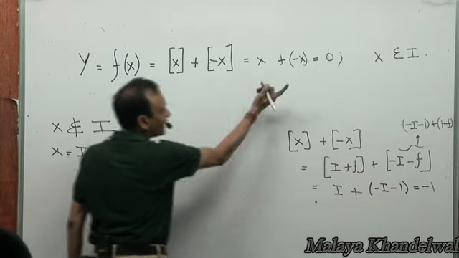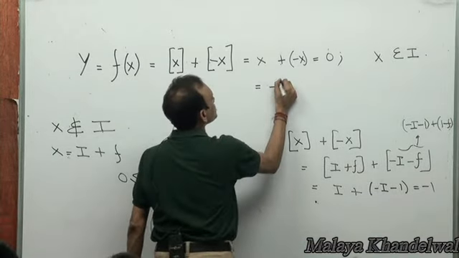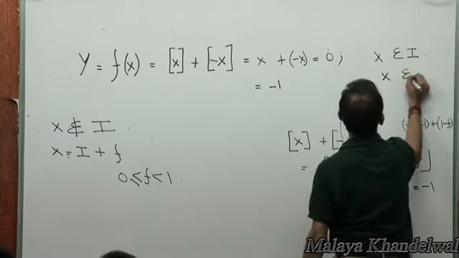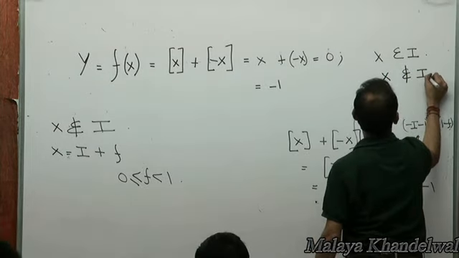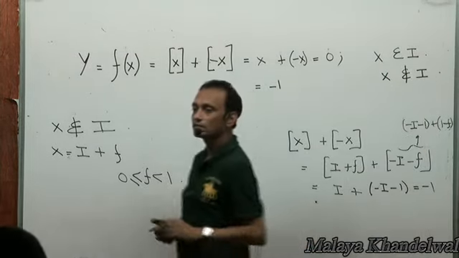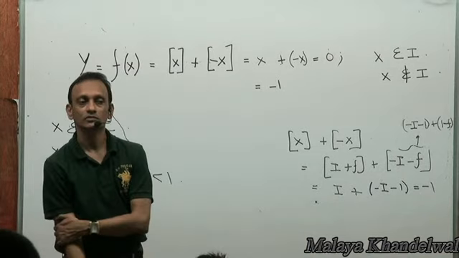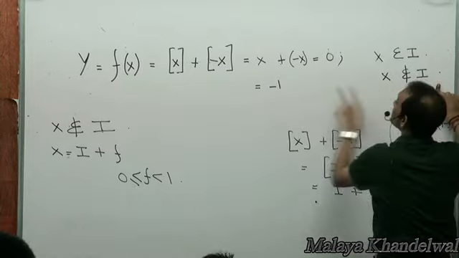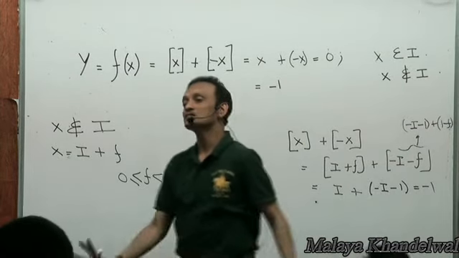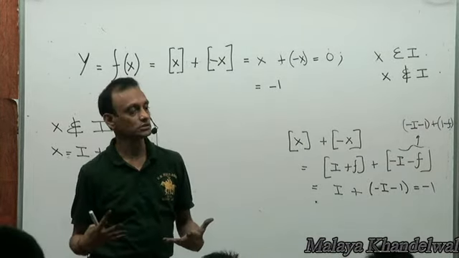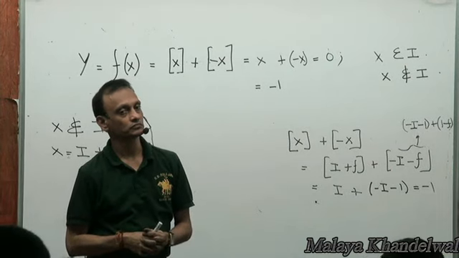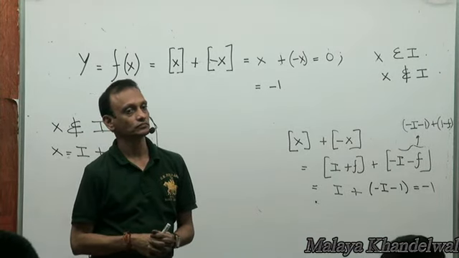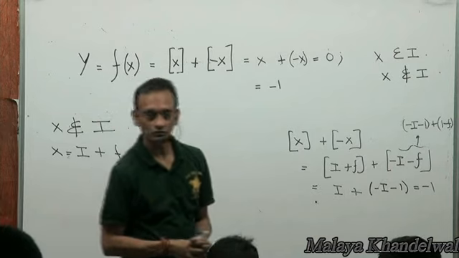So I plus minus I minus 1, and therefore minus 1 when x is not an integer, right? So when x is not an integer, the output of this operation is minus 1. Yes or no? When x is an integer, this produces 0. When x is not an integer, it produces an output which is minus 1. Yes or no?